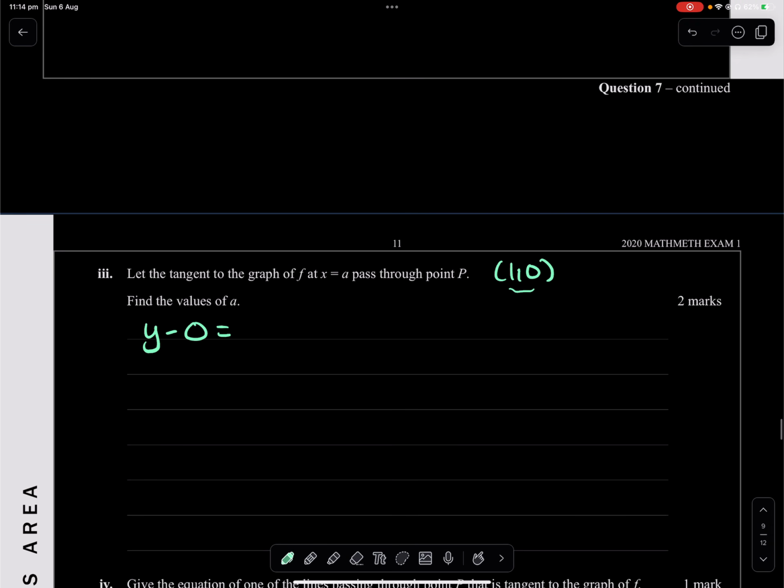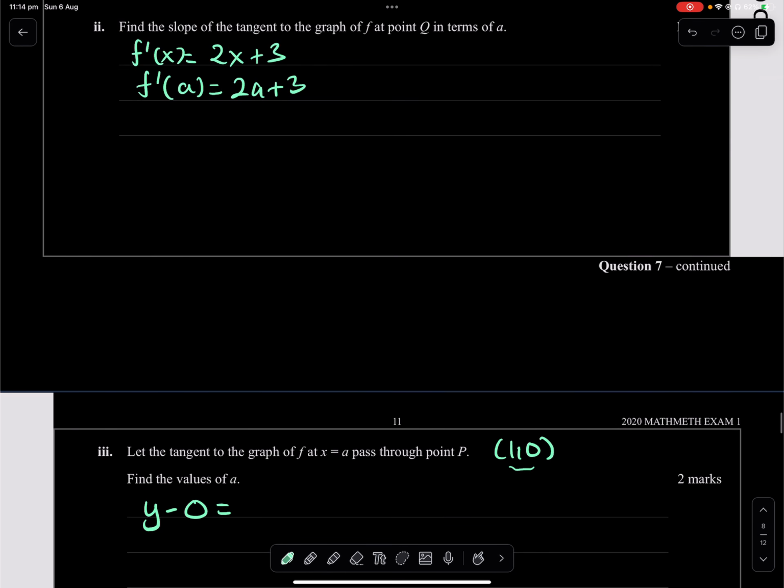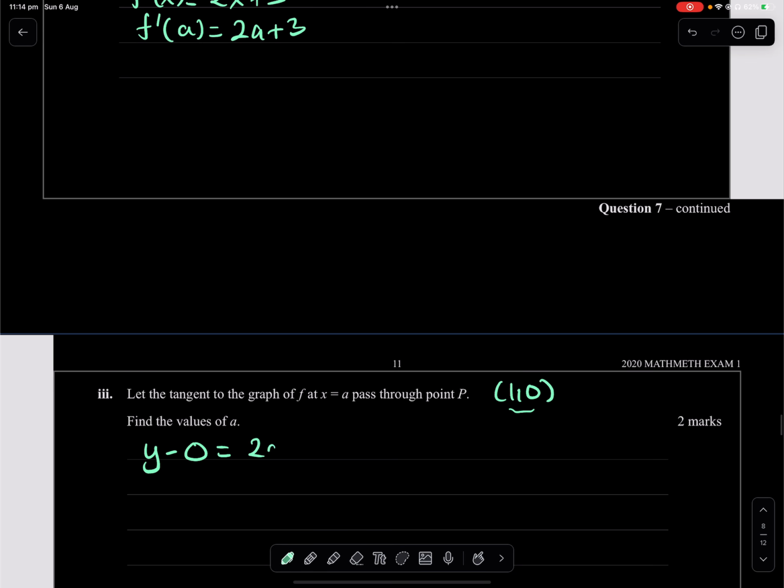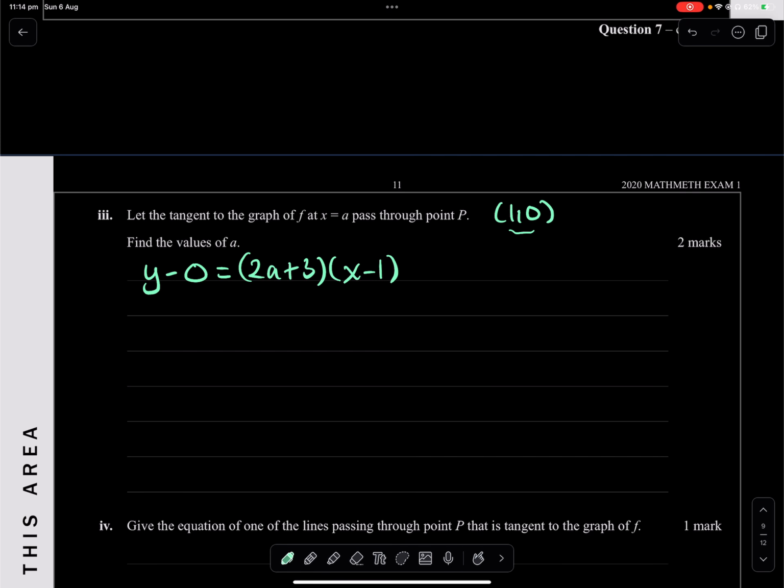times x minus 1. The tangent passes through P, so y minus 0 equals (2a plus 3)(x minus 1). Solving that, we just want to find the values of a.